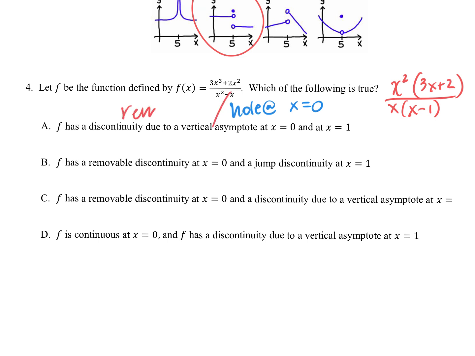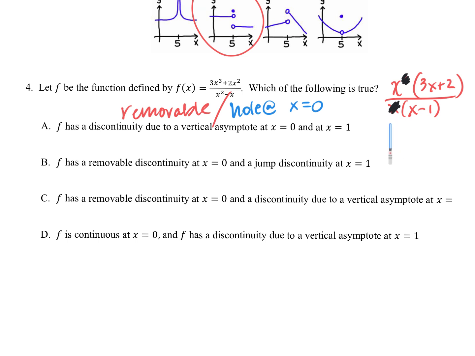Removable. Hi, Ms. Meister. So if we've got that hole, you guys, that means that we can get rid of that. This cancels out. The hole, if I were to cancel it out, is now gone. Then does anyone remember what this would lead us to, that x minus 1 on the bottom?